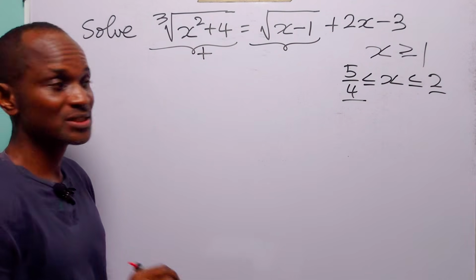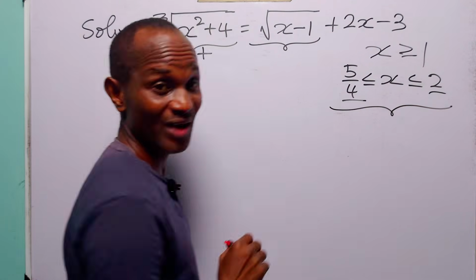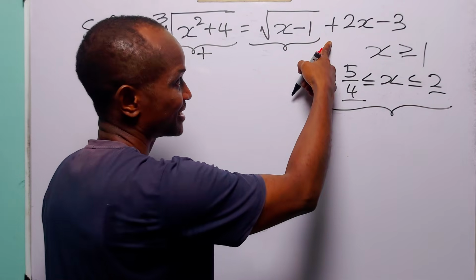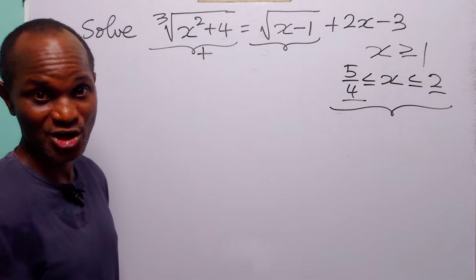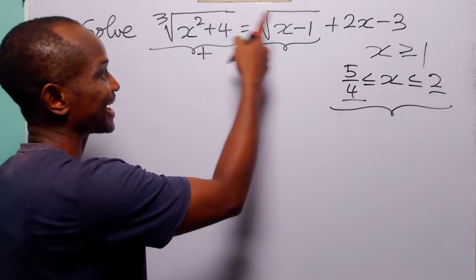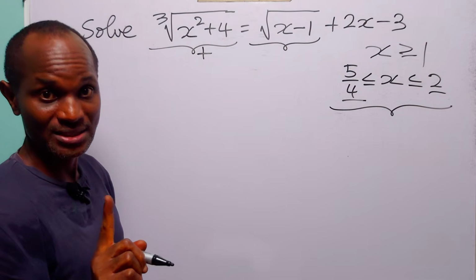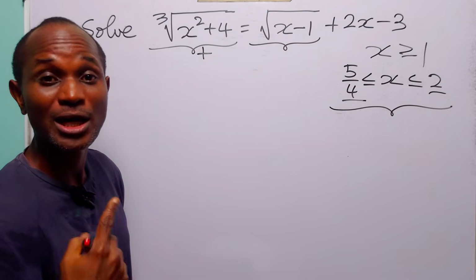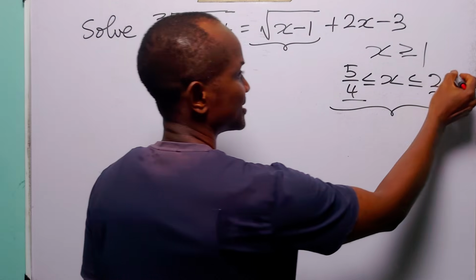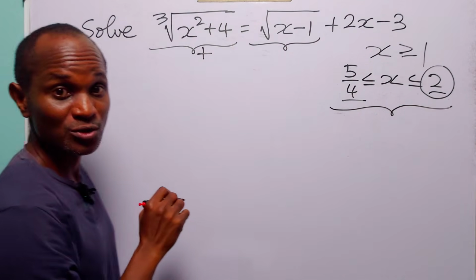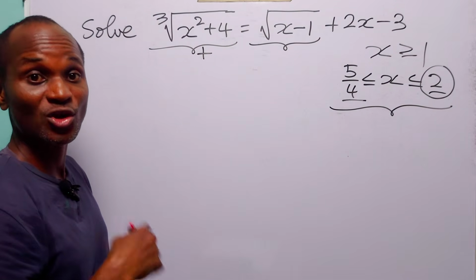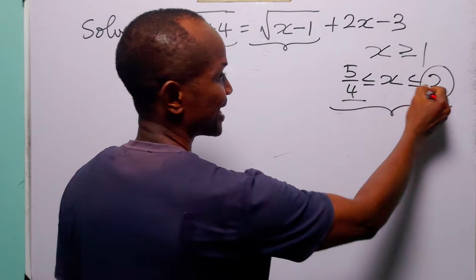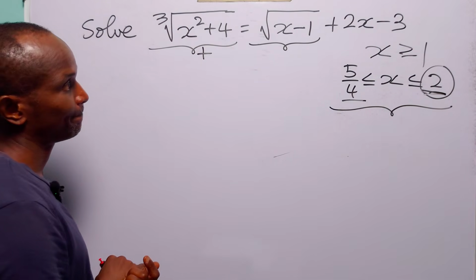Now, finally, notice that within this range of values, the function on the left-hand side and the function on the right-hand side are both strictly increasing, which means that they can only meet at most once. That means that this equation can only have at most one solution. And since we have found that x equal to 2 satisfies this equation, it means that the only solution to this radical equation is x equal to 2.